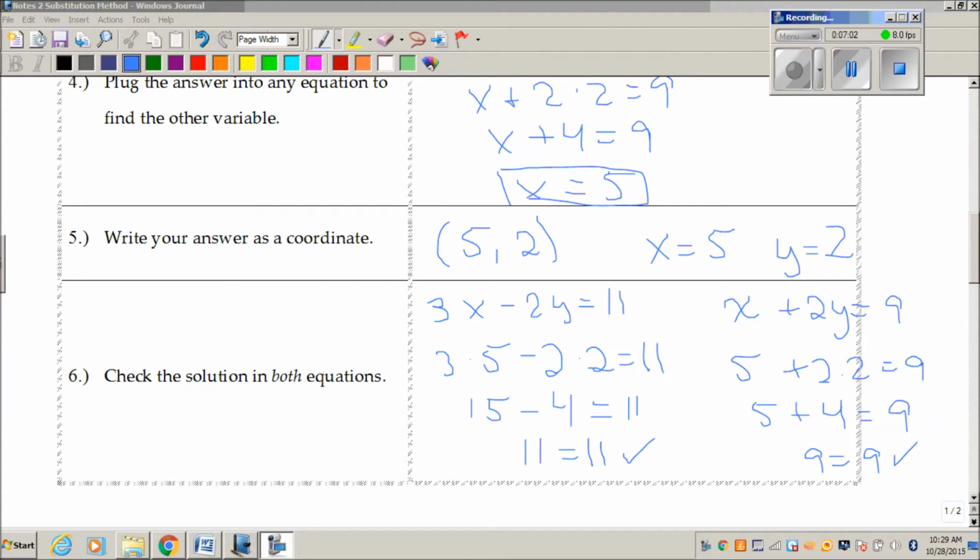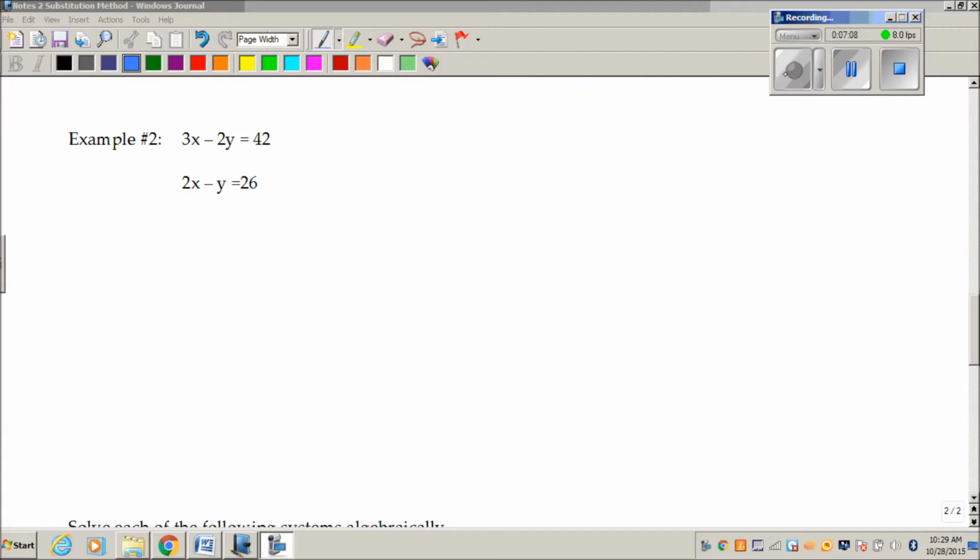If one of the equations doesn't work, then you know that there's an error somewhere and you want to go back and check. So let's try example number 2 together, and then you can try some of the other ones on your own.